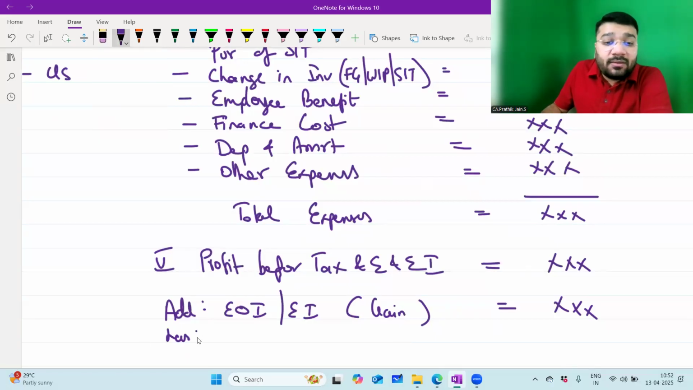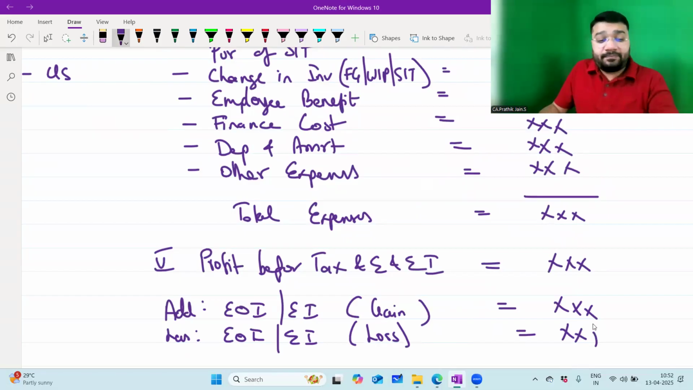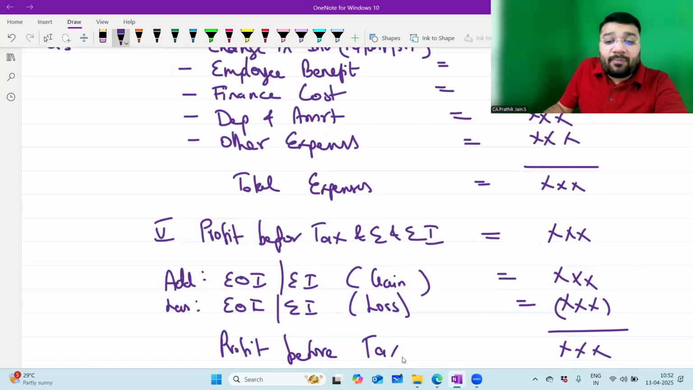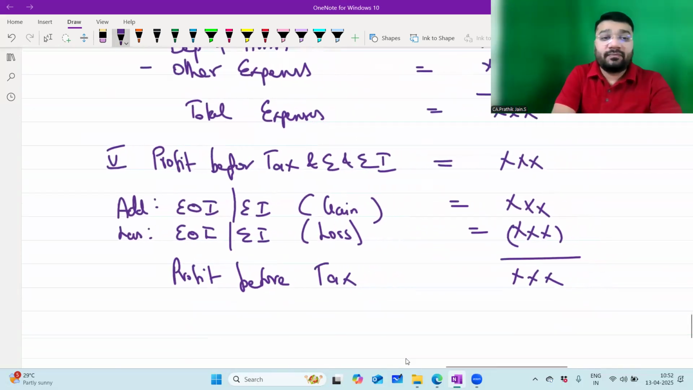Then less extraordinary items or exceptional items which are loss in nature. So that we have to subtract. What will we get? We will get profit before tax. We get profit before tax. Then what do we do?